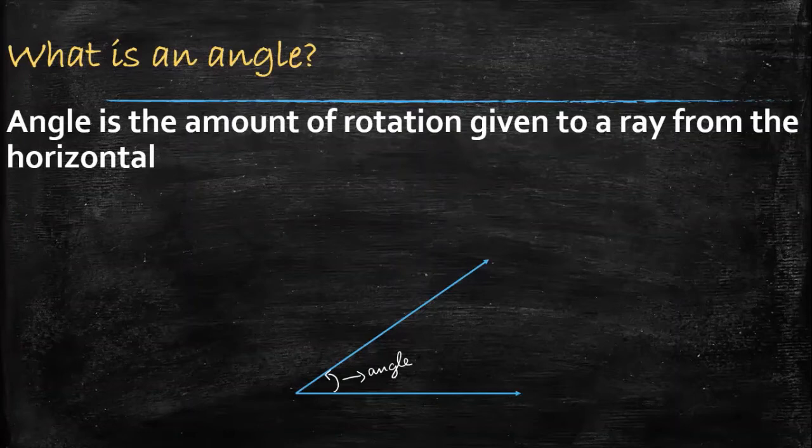Now usually, like we denote matrices using capital English letters like A, B and C, we usually denote angles with the notation theta, the Greek letter theta.